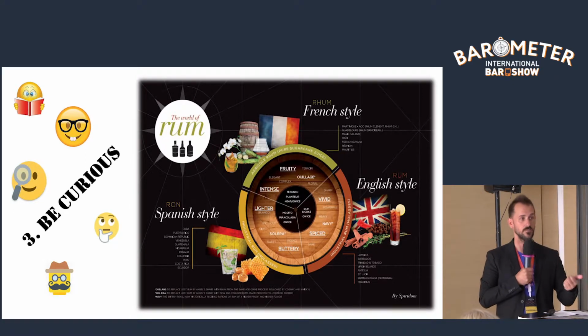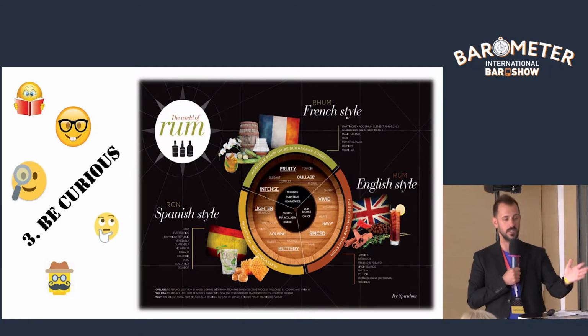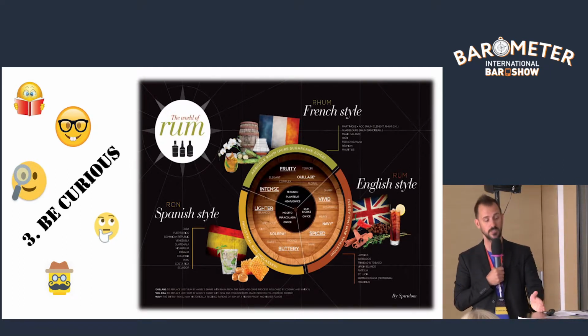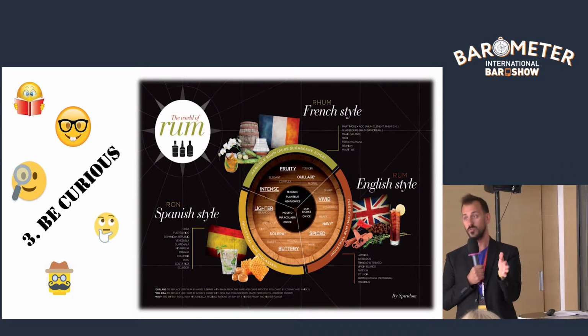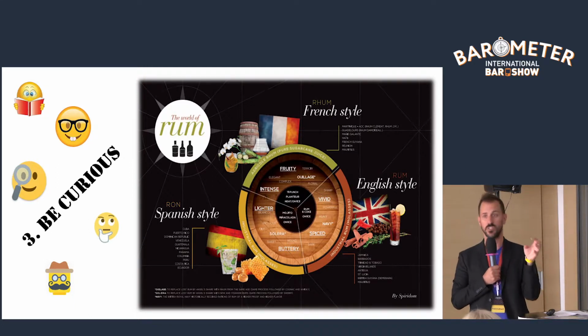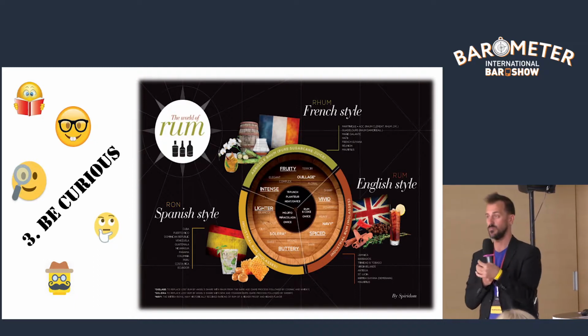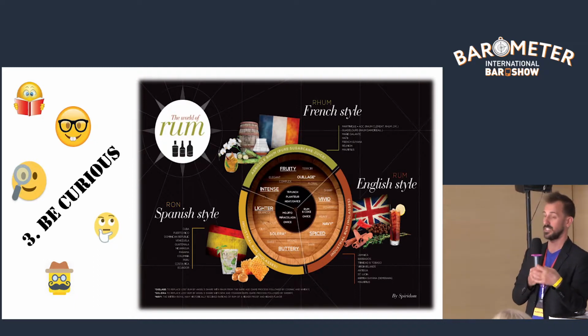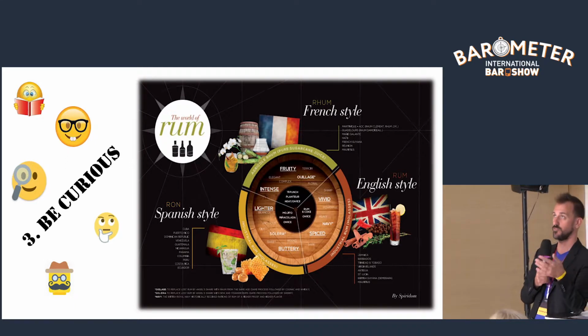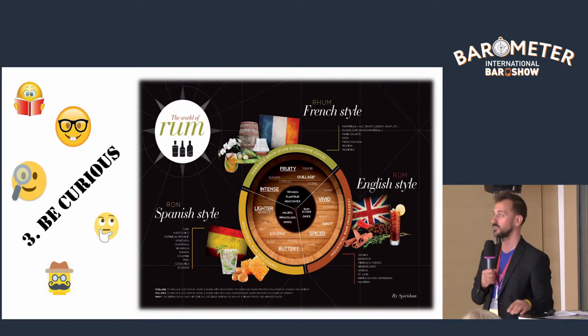So you can call it rum even if you just distill something, age it and then bottle it. You can call it rum if you add sugar or fruit, caramel coloring, any even artificial food flavors to that.